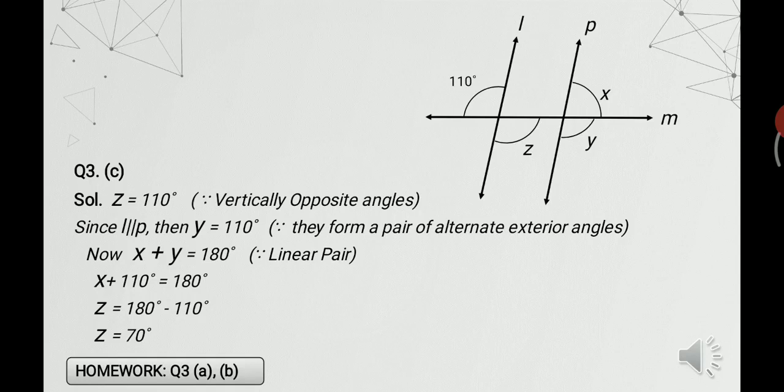Now how to find the value of x? We see that on the line P, x and y form a linear pair. So we know that the sum of angles of a linear pair is always 180 degrees. So we have written the equation over here: x plus y equal to 180 degrees. Since we have already found the value of y, which is 110 degrees, we will substitute that value of 110 in this equation. So we write x plus 110 equal to 180 degrees. After transposing 110 degrees to the right hand side and simplifying, we get the value of x, that is 70 degrees.